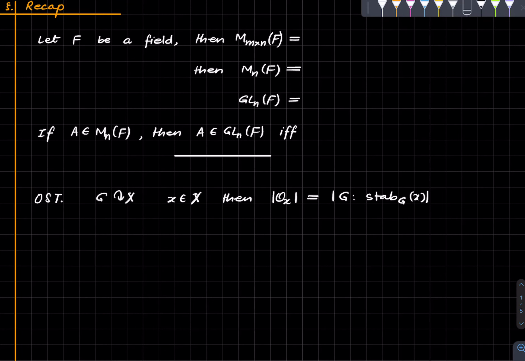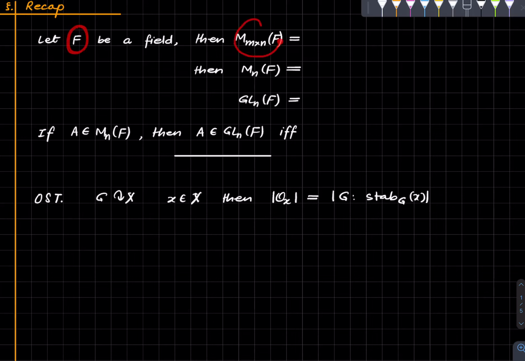In this lecture, we'll see another application of the orbit stabilizer theorem. What we will do is count the size of this group. This group is the set of all the n cross n invertible matrices over the field Fp. Fp is the finite field of size p. p is a prime. Okay, so let us recall some basic things.